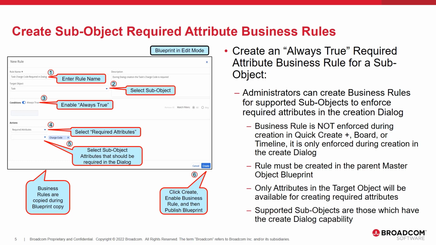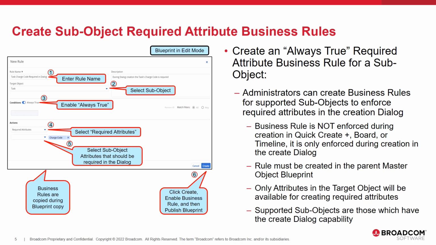So for example, we're looking at the task object, and in the conditions in the actions builder, you would only see attributes that belong to the task object. And those sub-objects which are supported by this always true business rule are the same ones that are supported with the create dialog capability that we'll be looking at shortly.